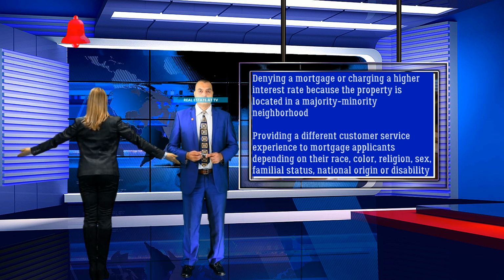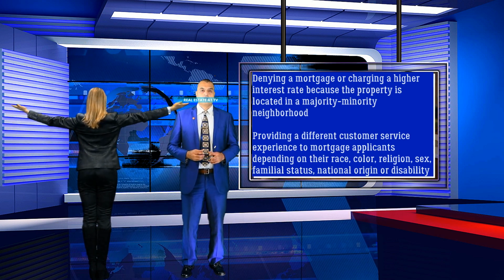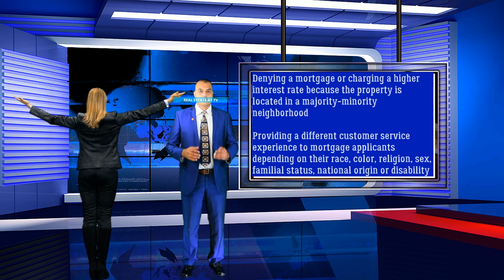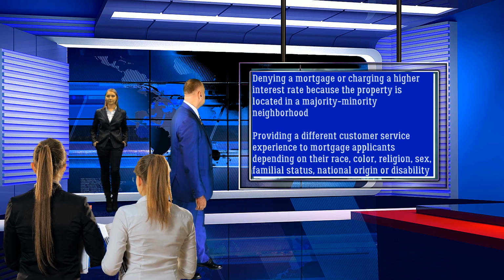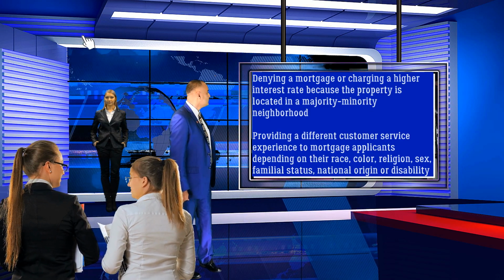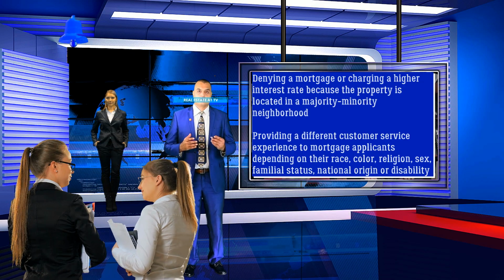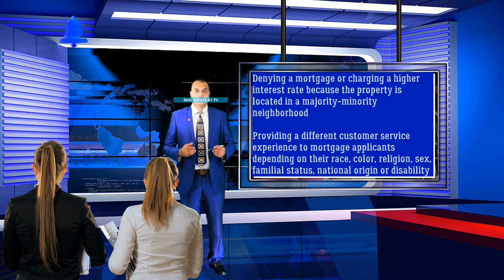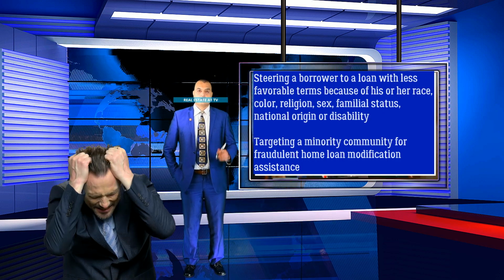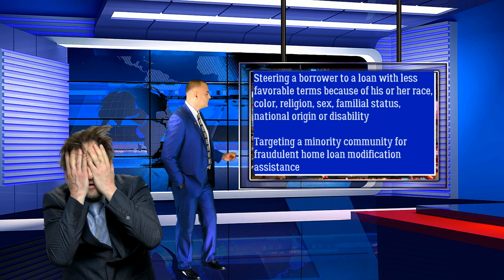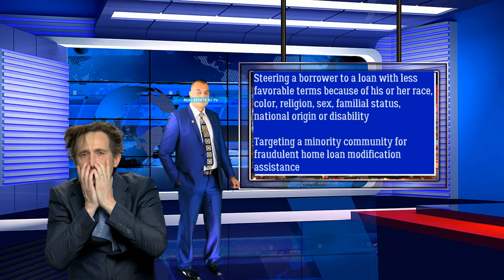Here are some other examples of lending discrimination: denying a mortgage or charging a higher interest rate because the property is located in a majority-minority neighborhood. Providing a different customer service experience to mortgage applicants depending on their race, color, religion, sex, familial status, national origin or disability. Refusing to consider a mortgage applicant's disability-related income, such as SSI or SSDI. Steering a borrower to a loan with less favorable terms because of his or her race, color, religion, sex, familial status, national origin or disability. Targeting a minority community for fraudulent home loan modification assistance.